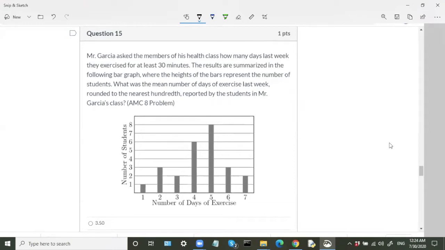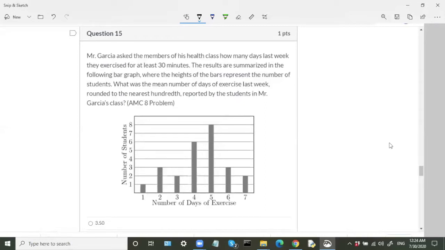Okay, so let's look at this bar graph. The x-axis is the number of days of exercise, and the vertical axis is the number of students. For example, this means only one student exercised one day the whole week, and this bar means 3 students exercised for 2 days of the whole week.